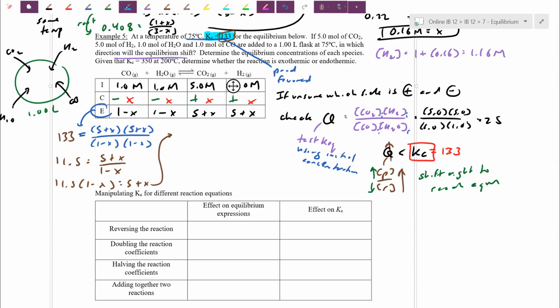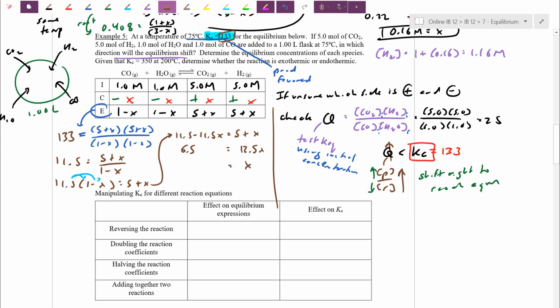I'm just going to solve it over here. I'm going to distribute the 11.5 in. So this gives me 11.5 minus 11.5x equals 5 plus x. I'm going to collect the like terms, adding everything over to the right-hand side. 12.5x is equal to 11.5 minus 5, so give or take 6.5. And the x that I get here, 6.5 divided by 12.5, gives me 0.52. So that is my numbers here. Again, just reread the question.